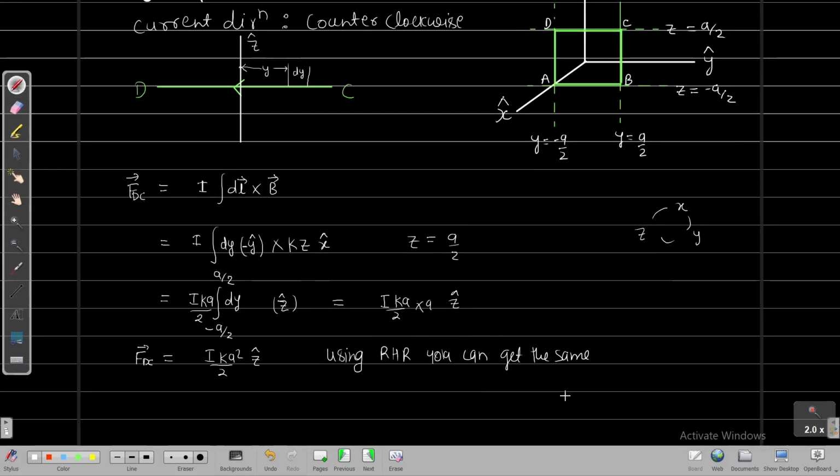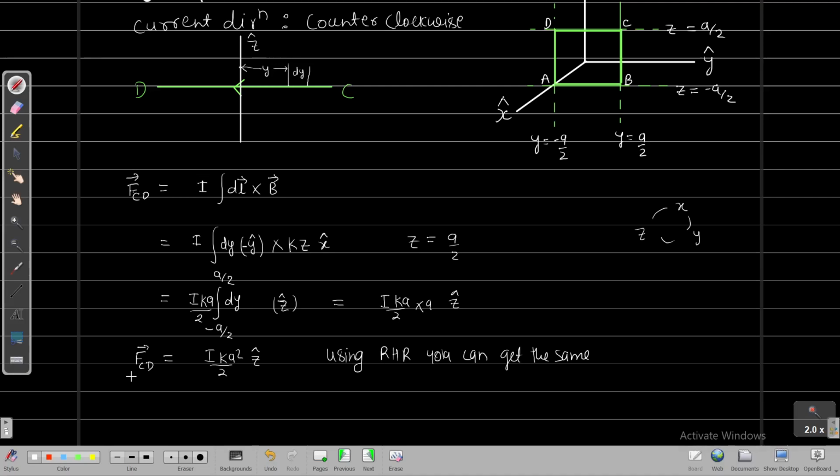Fine. Now you must be confused about why I took minus a by 2. Let's say I wrote CD, and you must be thinking that we are going in the current direction, so we should take the limit from a by 2 to minus a by 2.